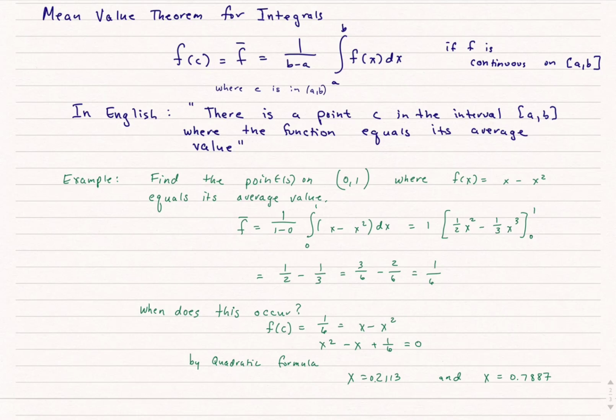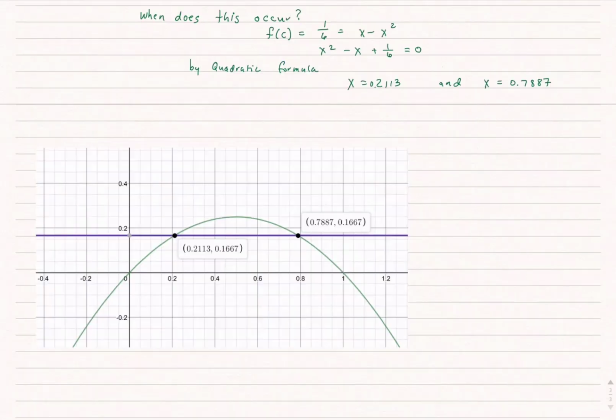Let's verify this graphically. When I graph the equation x minus x squared and I draw the line f equals 1/6, I find that in fact my two x values where that function equals 1/6 are 0.2113 and 0.7887.